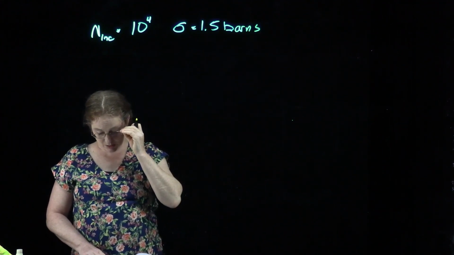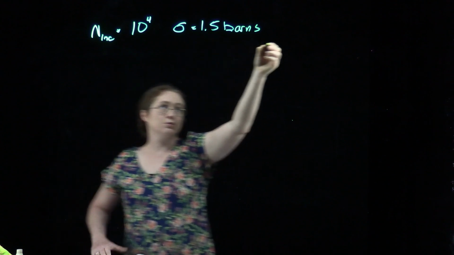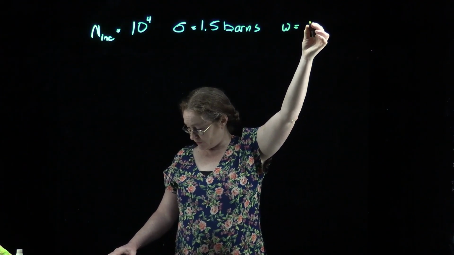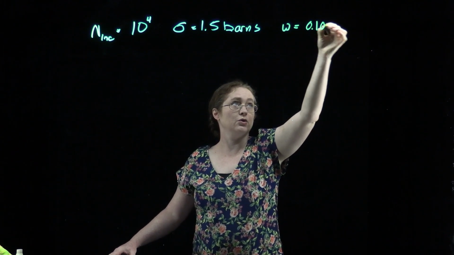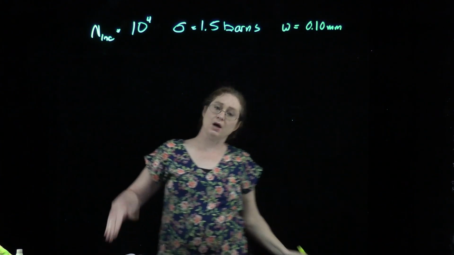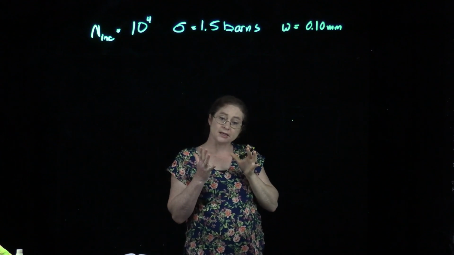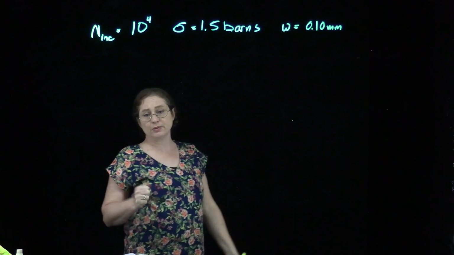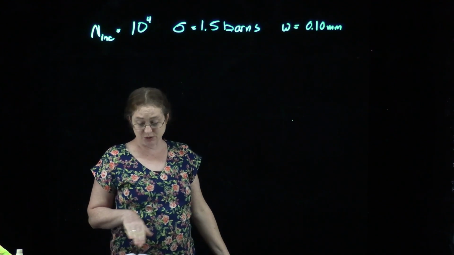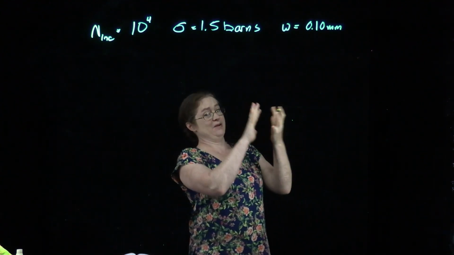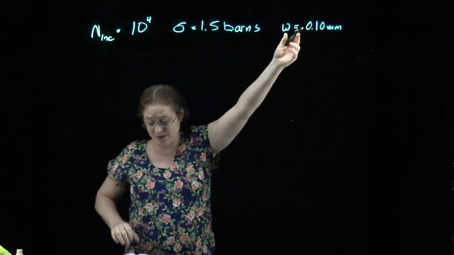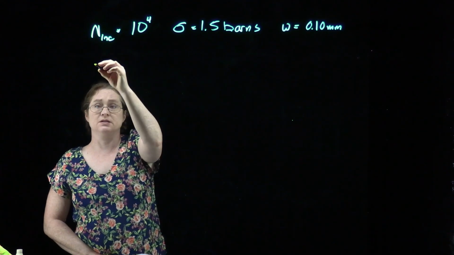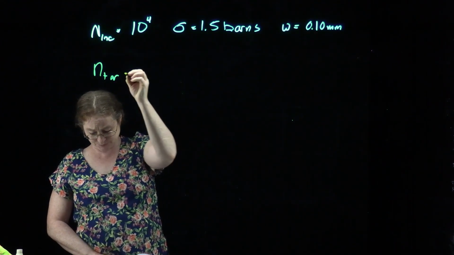And then we have a width of the target of 0.10 millimeters. So now we know how wide the target is. That tells us the density in cross-sectional area because we can find the density of aluminum, and then we can get the number density of aluminum if you have a 0.1 millimeter thick foil. So the question is, what is the number density in the target?